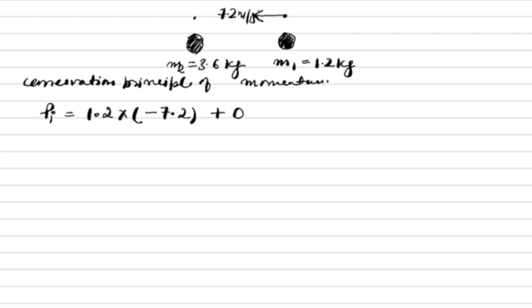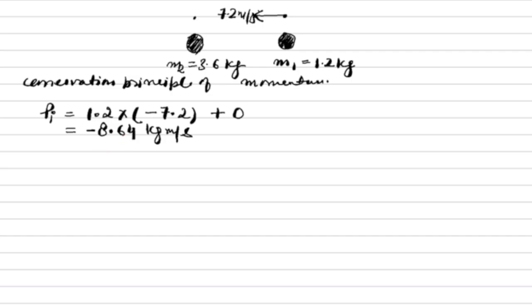So let me calculate that. 1.2 into 7.2, that will be 8.64, and that will be negative. Last time when I was solving this, I just took the positive value 8.64. Everything else I did right, but this small mistake cost me and I was not able to get the answer. So remember that negative signs are very, very important when we are doing these kinds of calculations.